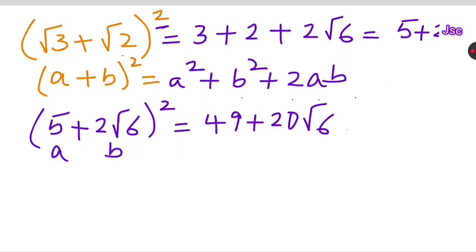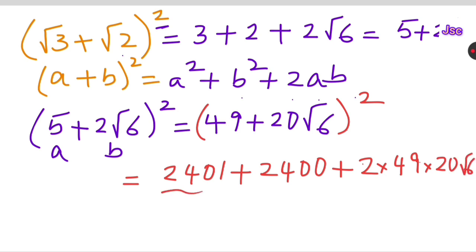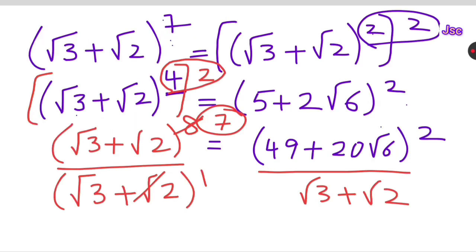So let's find out this whole raised to the power of 2 value. Again it is in the form of a plus b whole square. So a square, that is 49 whole square, the value is 2401, plus b square, that is 20 root 6 whole square. So 20 square is 400, root 6 whole square is 6. So 400 times 6 is 2400, plus 2ab, that is 2 times 49 times 20 root 6. After adding these two, you will get 4801, plus after multiplying all these, you will get 1960 root 6. So this is the value of the numerator.